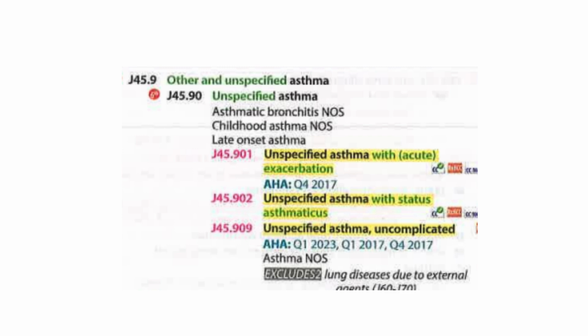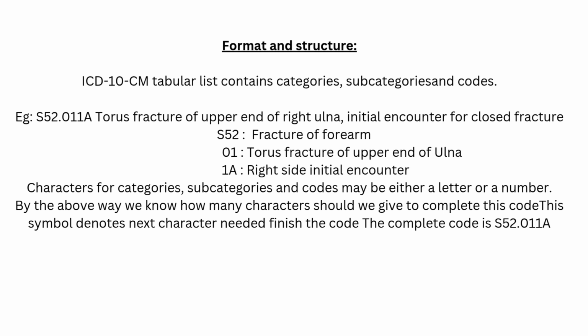Next one is the format and structure. We can see here the ICD-10-CM tabular list has a consistent structure of category, subcategory and code. For example, S52.011A: torus fracture of upper end of right ulna, initial encounter for closed fracture.